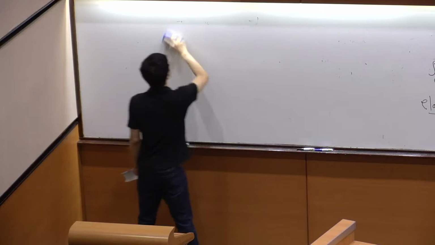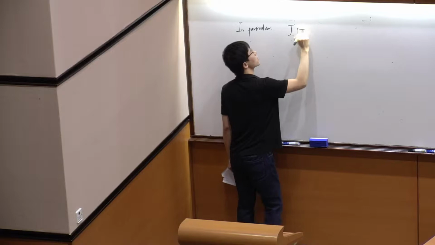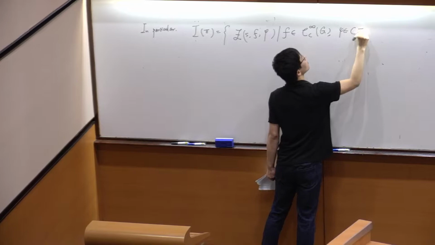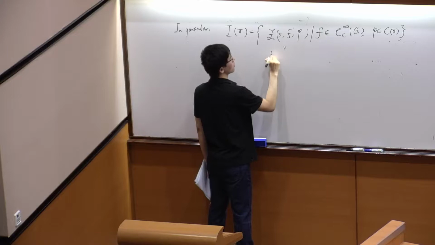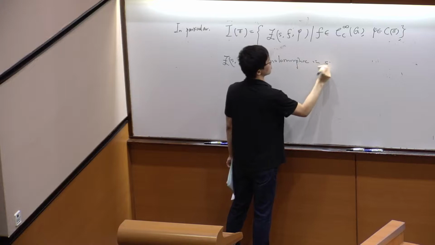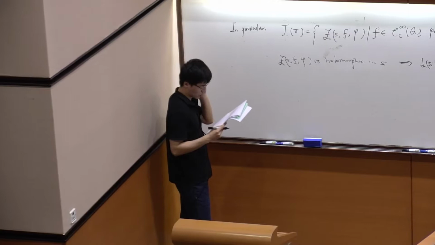So in particular, the set I(π) is equal to Z(s, F, φ), where F belongs to C_c^∞(G) and φ belongs to the matrix coefficients. In other words, the zeta integral Z(s, F, φ) is always holomorphic in s. So in particular, you just deduce that there are no poles, so L(s, π) is equal to 1. Okay, so this is the GCD property.